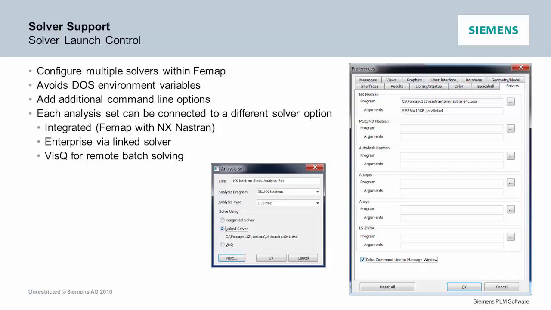You can now tell it where your ANSYS solver is. You can tell it where your Autodesk Nastran or Dyna is. You tell it where it is, and you have additional command line arguments if you need to feed something in from memory or whatever you do. So then when you hit Analyze with Femap, it'll go out, find that solver, launch it, and run your job.